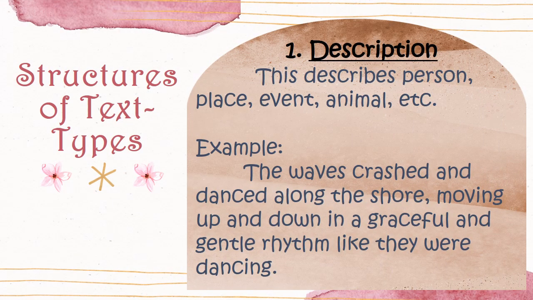Narito naman ang mga structures of text types. Number 1, description. This describes a person, place, event, animal, and others. For example, the waves crashed and danced along the shore, moving up and down in a graceful and gentle rhythm like they were dancing. So, ito yung unang-unang structure ng text types. So, madali lang ito. Ito lang ay nagdi-describe. So, description ang una.